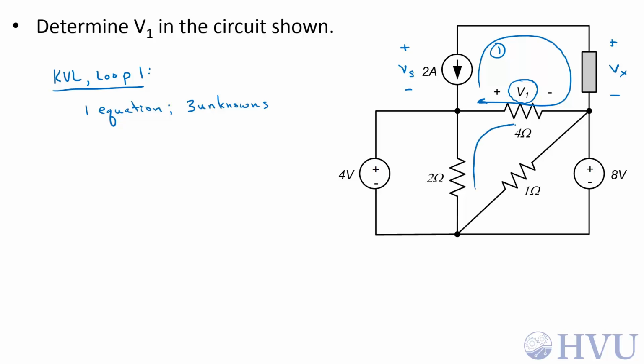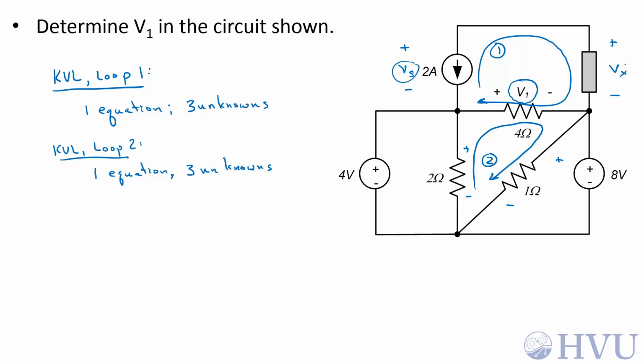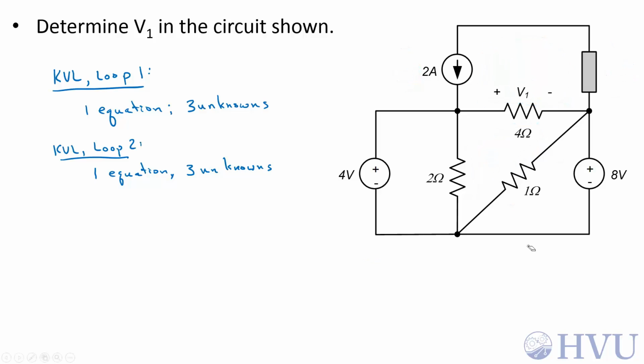If we loop through here, call that loop 2, now we still have to worry about the voltages across the 1 ohm and the 2 ohm resistors. And in fact, the 2 unknowns that we introduce are not even the same 2 unknowns that we've got from loop 1, so we can't even combine these to reduce our number of unknowns. Let's see if we can take more of a clever approach towards doing this problem.